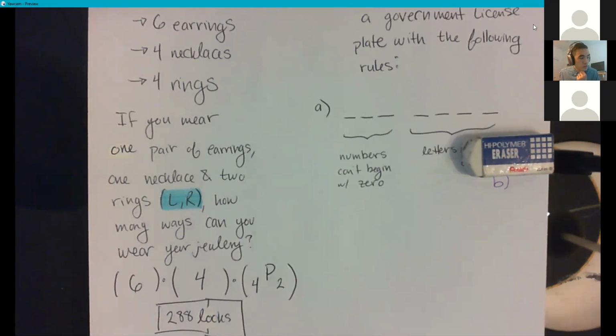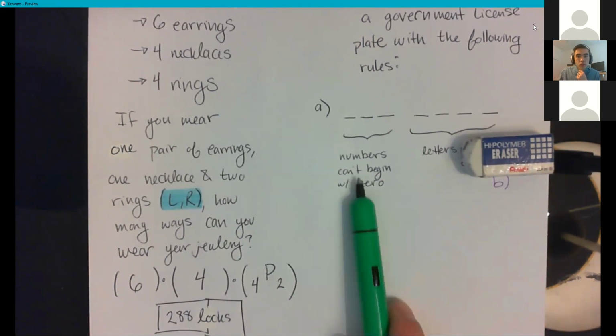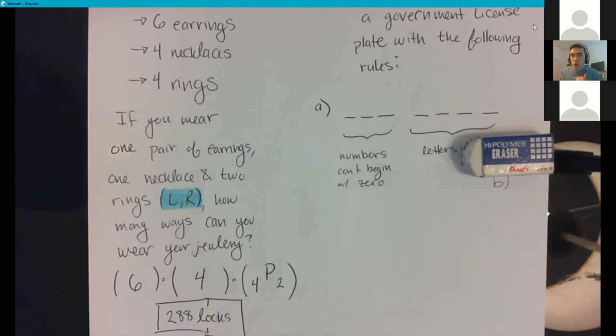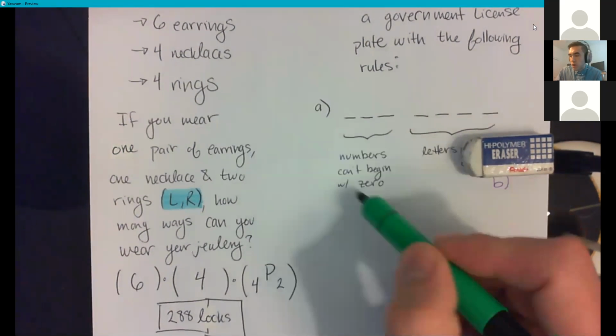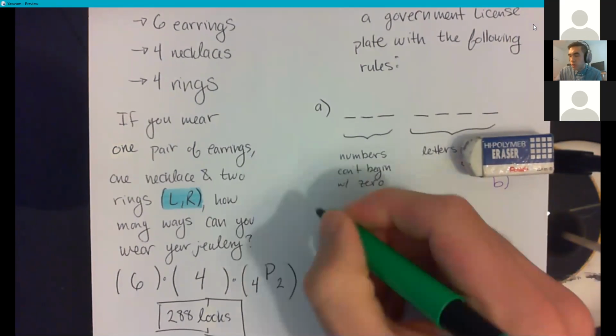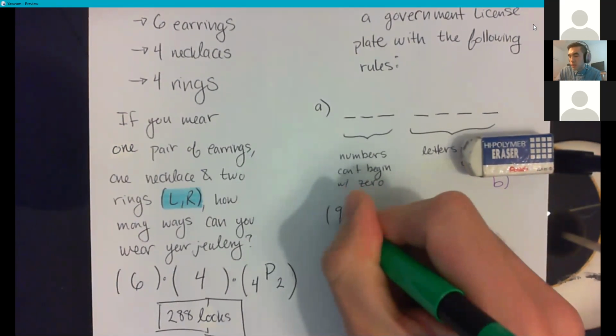Well, we have digits going from 1 to 9. So in this first position, we can't have a 0. We can only have the digits between 1 and 9. So how many digits are there from 1 to 9? 9. So for this first part, figuring out the number of ways that we can come up with numbers, in that first position there are 9 possibilities.